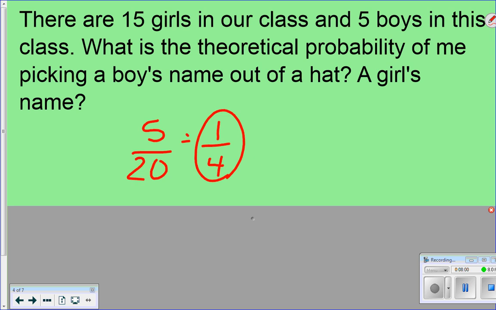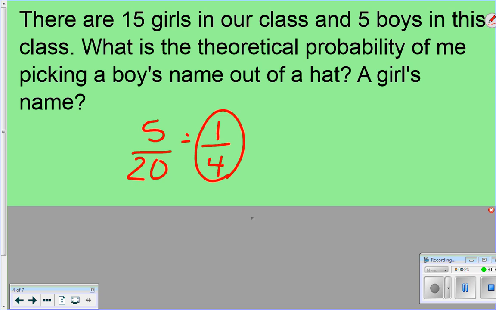Now, let's say I put all these people's names in. Might that happen? What if it doesn't? Is that okay? That would be your experimental probability then. Theoretical is what's on the paper. The experimental would be if you actually did the experiment.